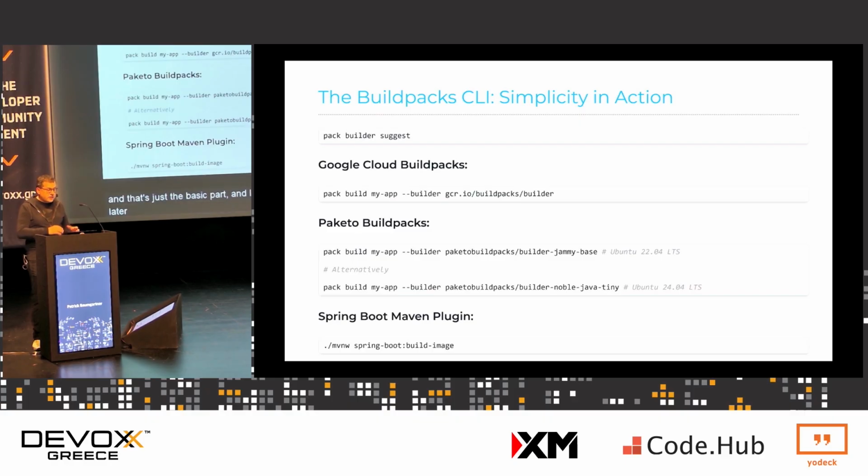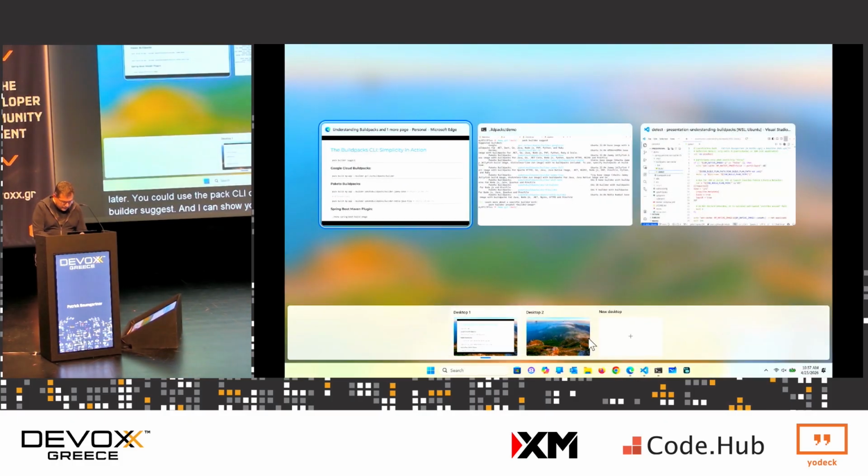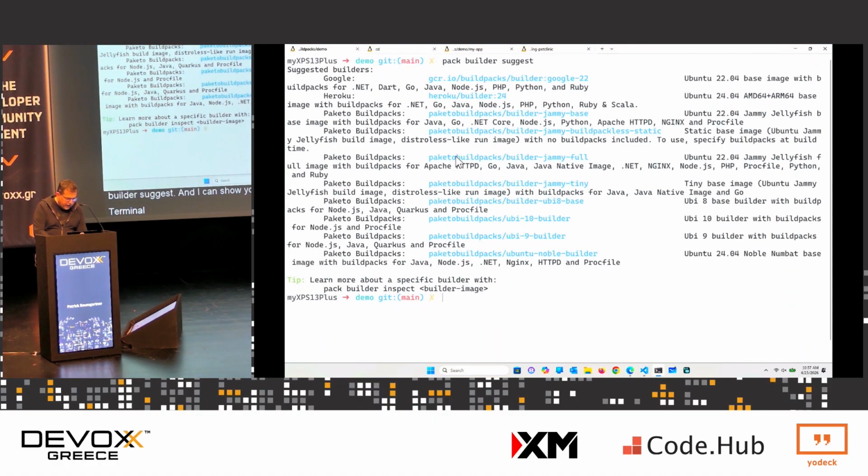You could use the pack CLI on the command line where you just say pack builder suggest. And I can show you that shortly in my terminal. Here we go. In my terminal, if we do this pack builder suggest, you will see pack will tell you there are different builders out there which you could use.